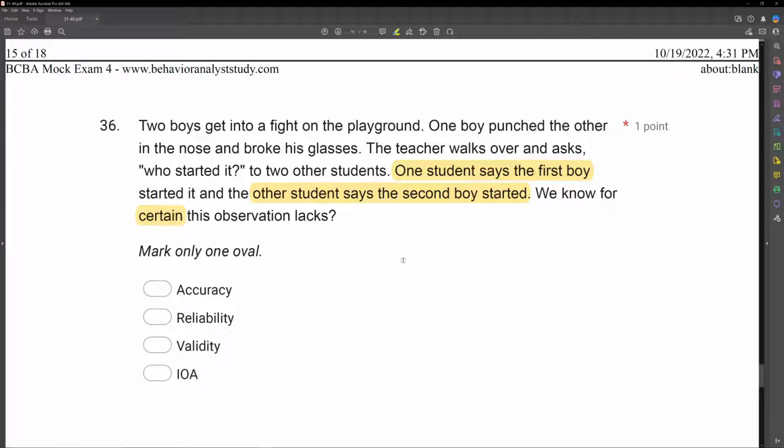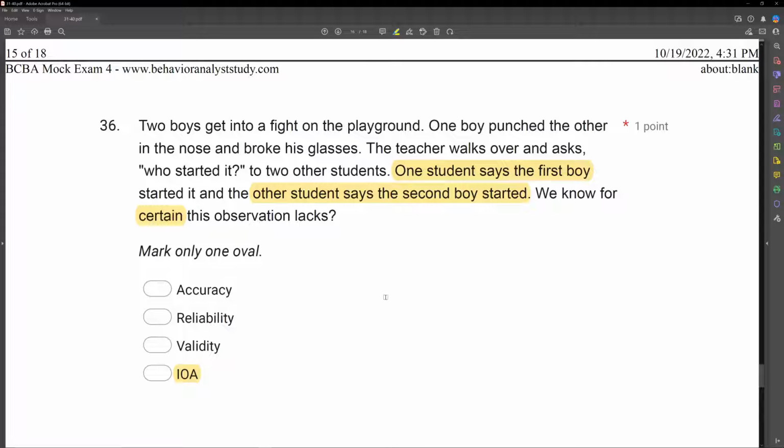What it definitely lacks, though, is inter-observer agreement. And why is that? Well, because one student measured the first boy starting it. The other student said the second boy started it. There's no IOA there. There's no inter-observer agreement. There is disagreement, right? They don't agree at all. So we know for certain it lacks inter-observer agreement.